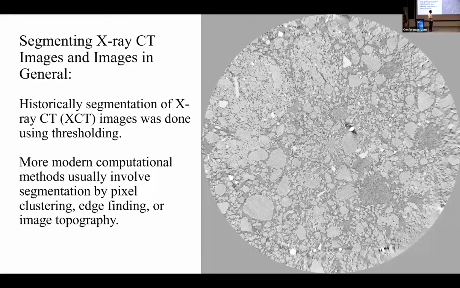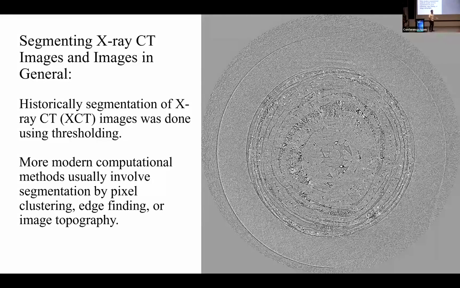And you can see that the mineral solids are light colored. They're absorbing a lot of X-rays in this image. The voids or pore spaces are dark colored, and the biochar is somewhere in between. It would be very hard to identify the biochar from the voids based on grayscale thresholding alone. And it can get even more complicated.